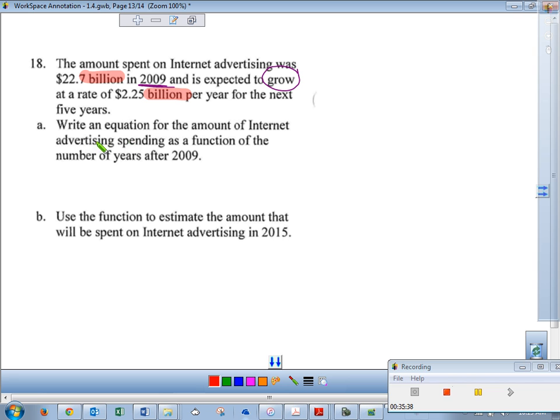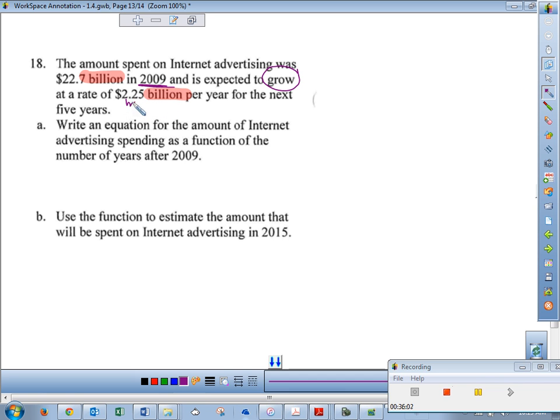Write an equation for the amount of internet advertising spending as a function of the number of years after 2009. So since they say this kind of rate, that means that it's linear, right? They say basically a constant rate. Which one's the slope? The 22.7 billion or the 2.25 billion? I'm going to put an M right there. This is our starting value of B right there, our y-intercept. So that would be y equals 2.25x plus 22.7. And realize it's in billions, right? We didn't put all the zeros.